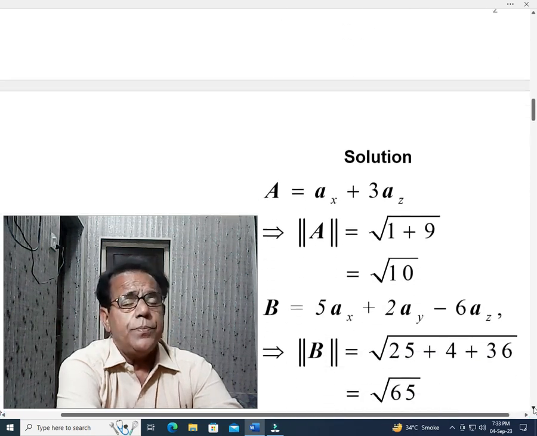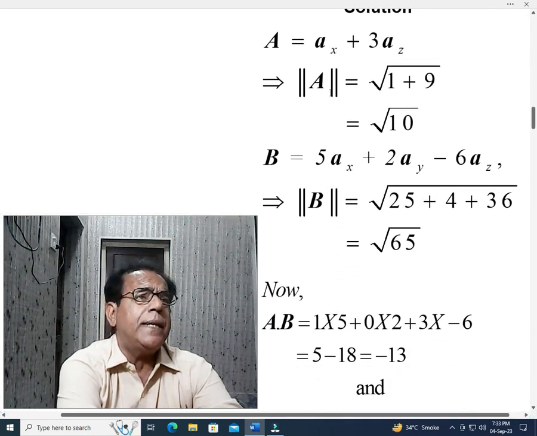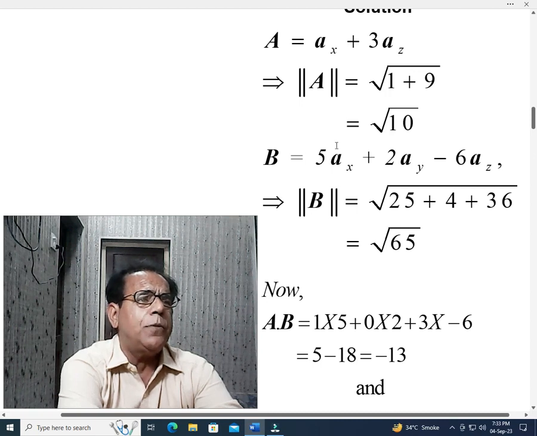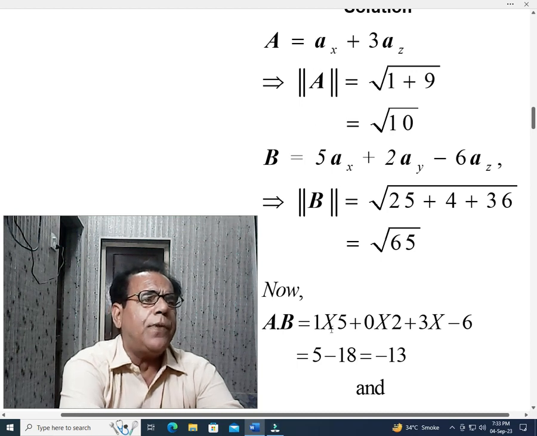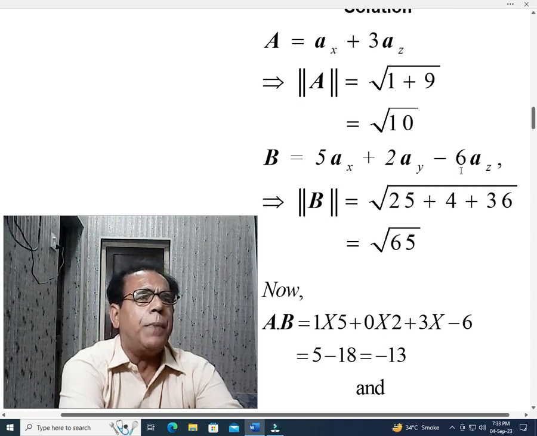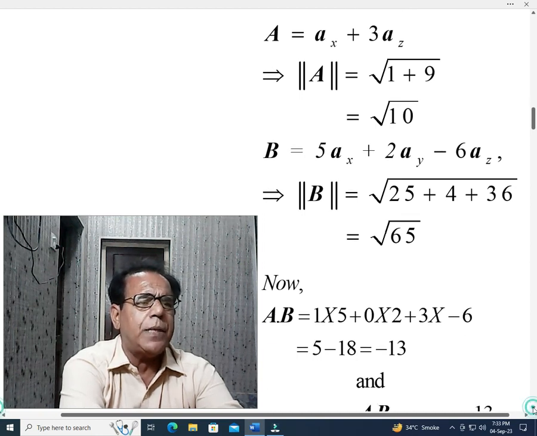Solution: when A is equal to this, then the magnitude of A will be equal to this square plus this square whole under root, equal to root 10. When B is equal to this, then the magnitude of B will be this square plus this square whole under root, and hence root 65. Now A dot B equals 1 into 5 plus 0, because here the y component is absent, so 0 into 2 equals 0, and 3 into minus 6, that is minus 18. So the dot product A dot B becomes equal to minus 13.